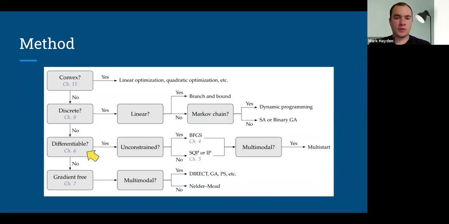The next step of our project was determining which method of optimization we would choose. Our problem is not convex or discrete, which leads to the question if it was differentiable, which it is. It's just a difficult differentiable problem.